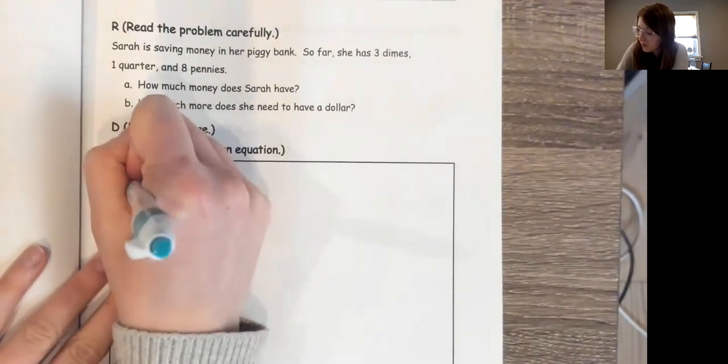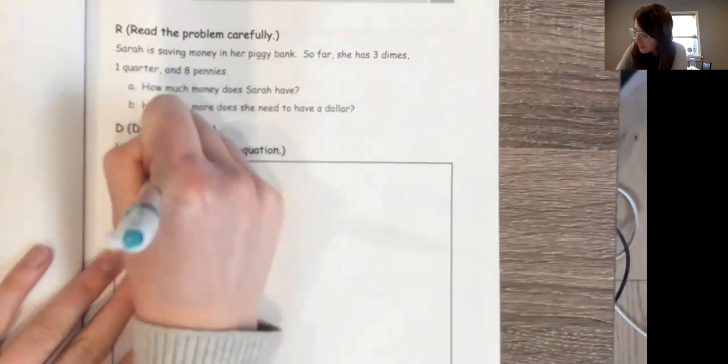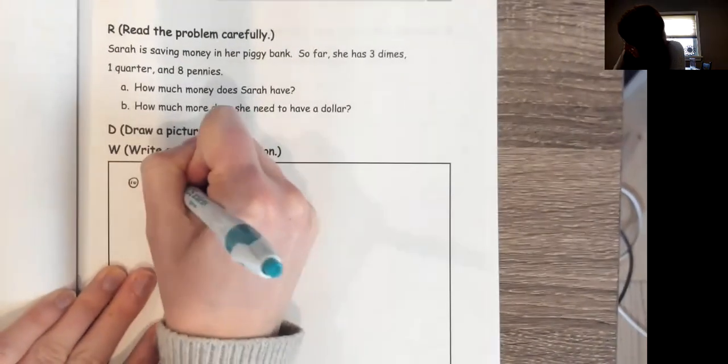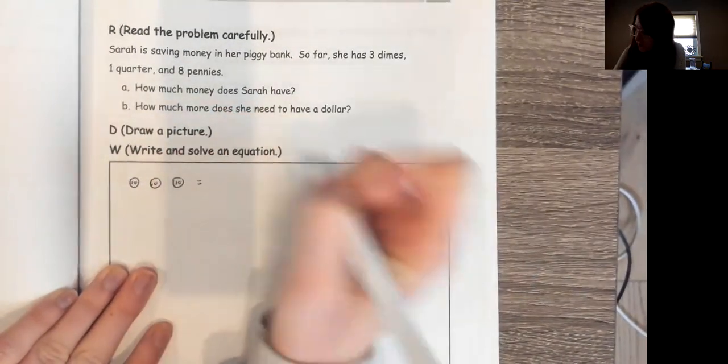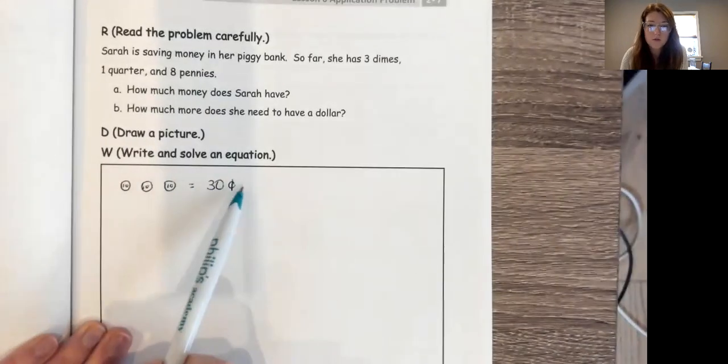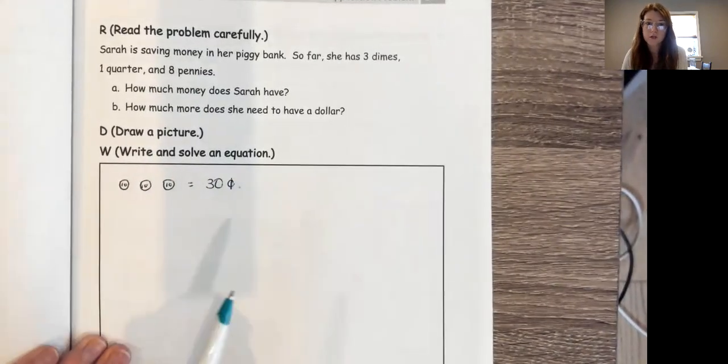Okay, so I know that Sarah has 3 dimes. So what I'm going to do is draw a picture of her 3 dimes. So 1, 2, and 3. We know a dime is worth 10 cents, right? So I'm going to write 10, 10, and 10. So I know that all of her dimes put together, she has 30 cents, right? I have to make sure that I include that unit of the cents so I know how much she has.